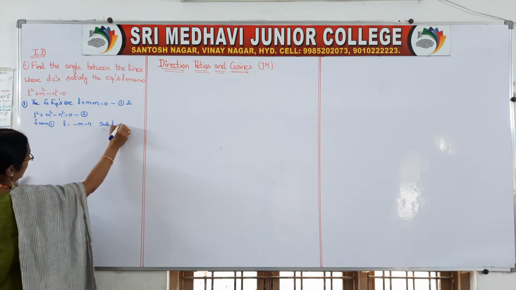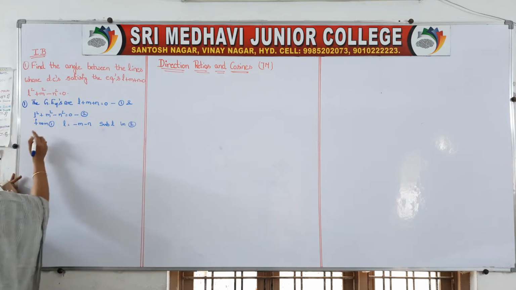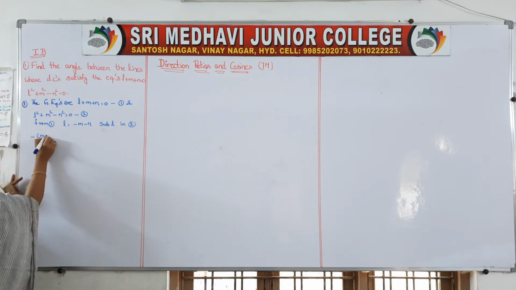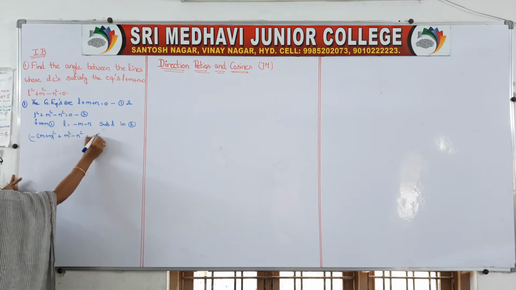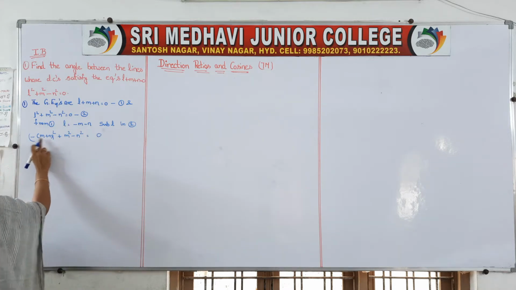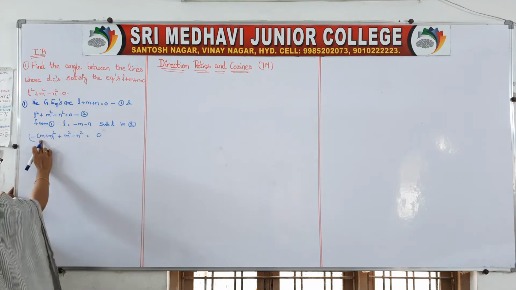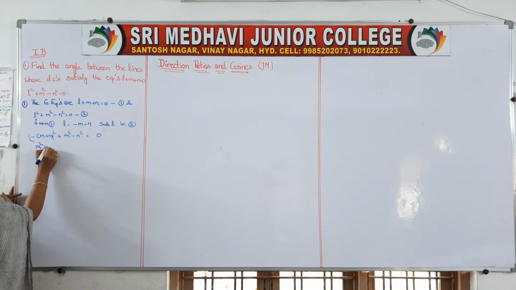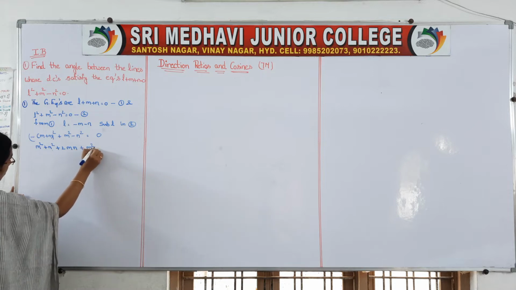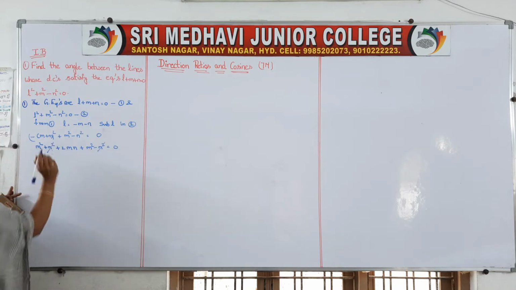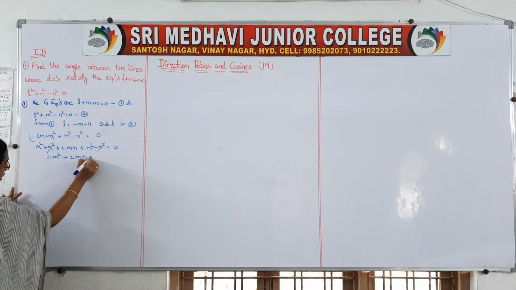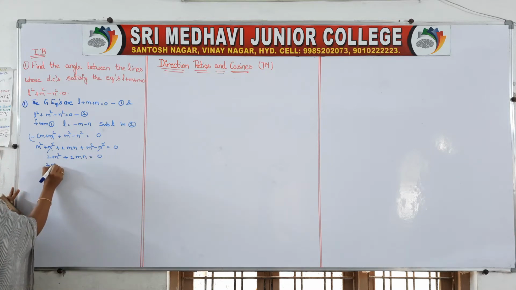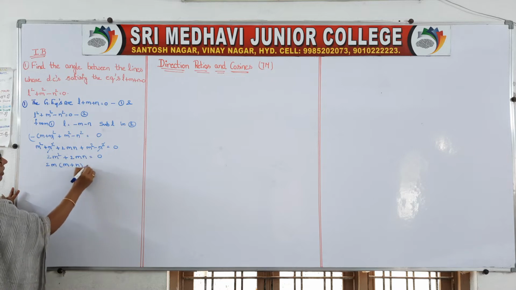Substitute l in the second equation. What is your second equation? l square, we can write that as minus of (m plus n) whole square plus m square minus n square is equal to 0. Minus whole square means plus, minus into minus, and this is the (a plus b) whole square form. So m square plus n square plus 2mn plus m square minus n square is equal to 0. n square cancels. So it is 2m square plus 2mn is equal to 0. We can take 2m common, then it will be m plus n is equal to 0.